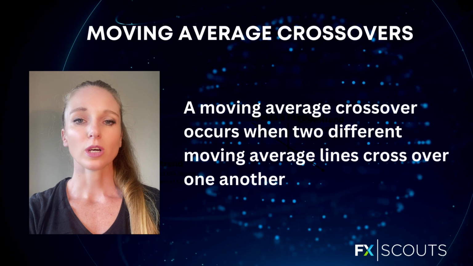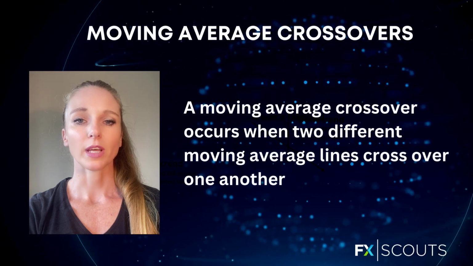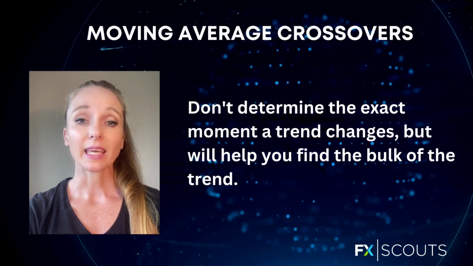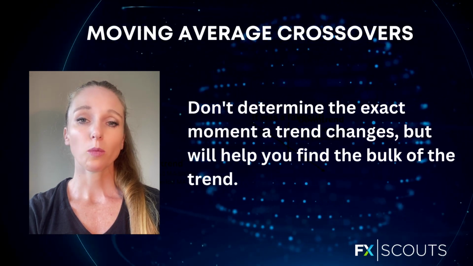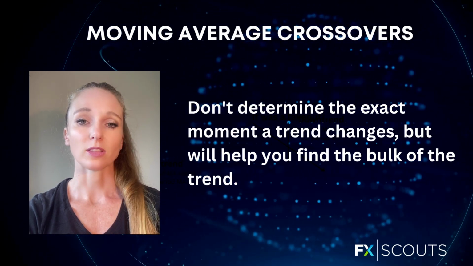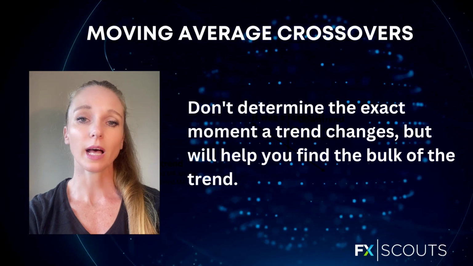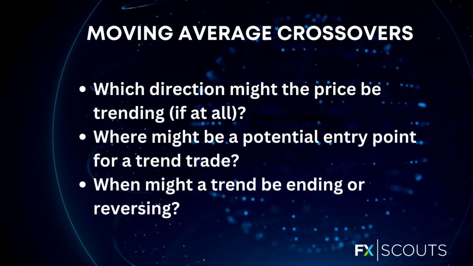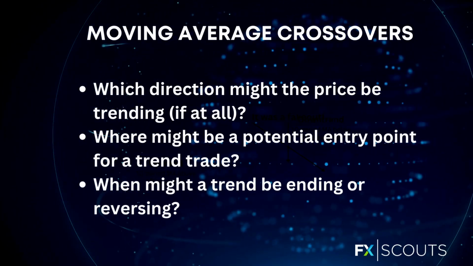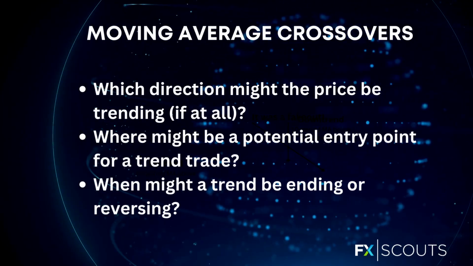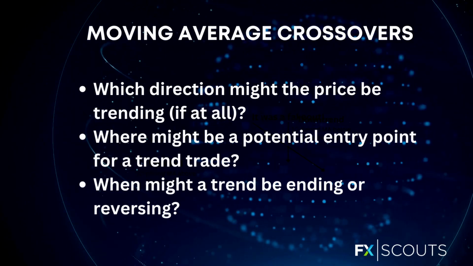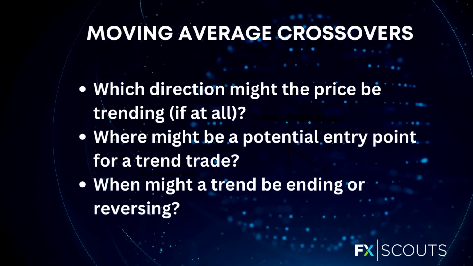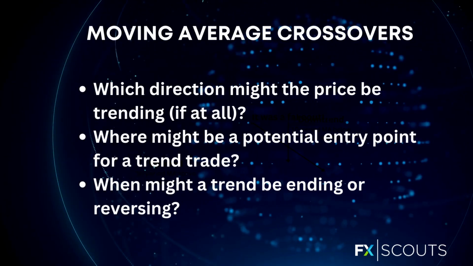A moving average crossover occurs when two different moving averages cross over one another. Because moving averages are lagging indicators, they won't pinpoint the exact time that the trend changes, but they will help you determine the bulk of the trend. A moving average crossover system helps you answer these three questions. Number one, which direction might the price be trending? Number two, where might a potential entry point for a trade be? And number three, when might a trade be ending or reversing?